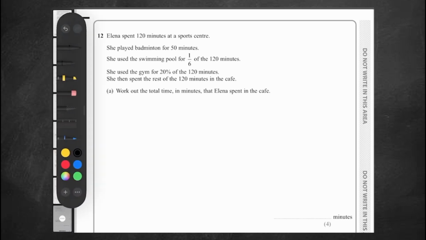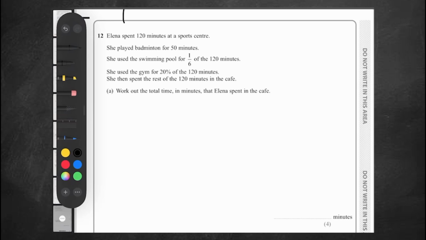Question 12. Elena spent 120 minutes at a sports centre. She played badminton for 50 minutes. She used the swimming pool for 1/6 of the 120 minutes. She used the gym for 20% of the 120 minutes. She then spent the rest of the 120 minutes in the cafe. Work out the total time in minutes that Elena spent in the cafe.